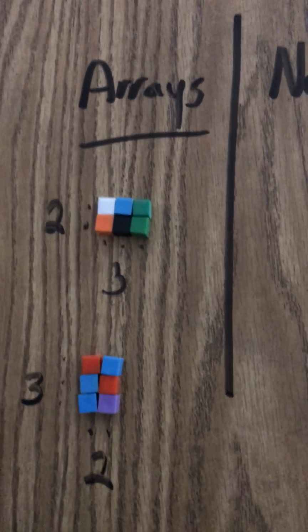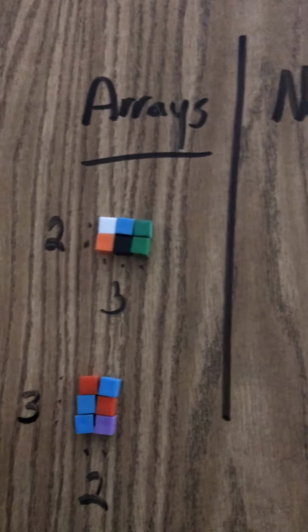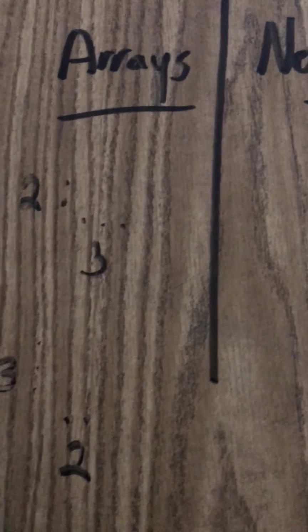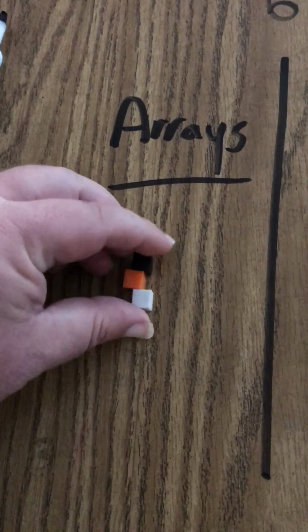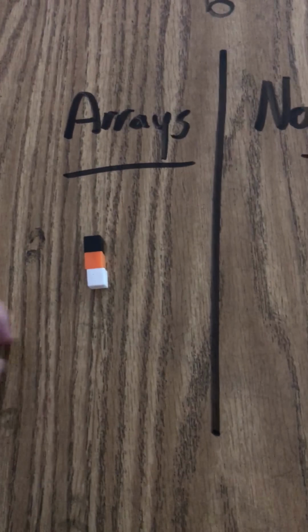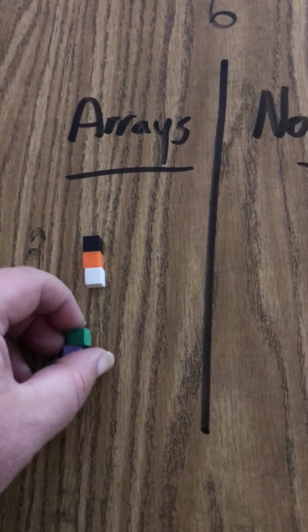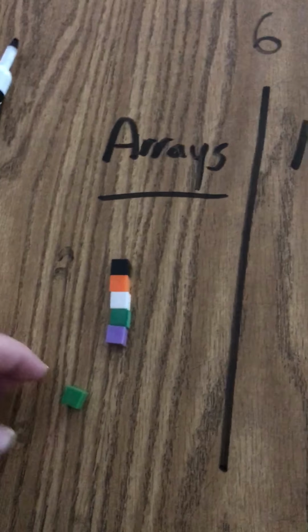Now, are these the only arrays of 6? Not on your life. Let me show you. Because as long as I follow the rules of an array, I might be able to make more. Sometimes I can, sometimes I can't.